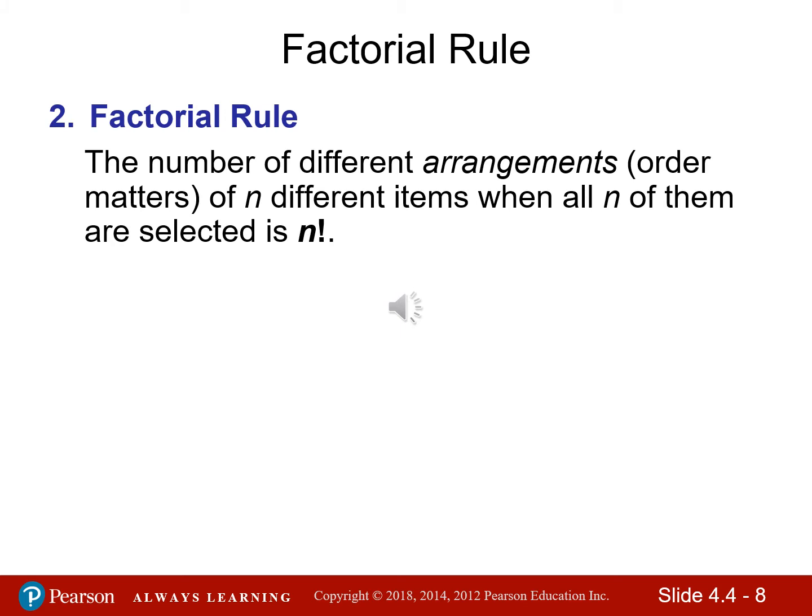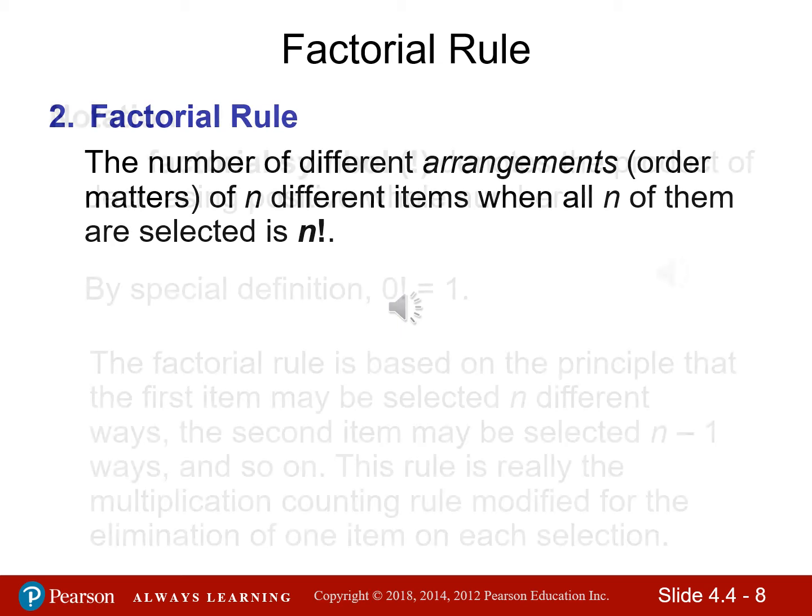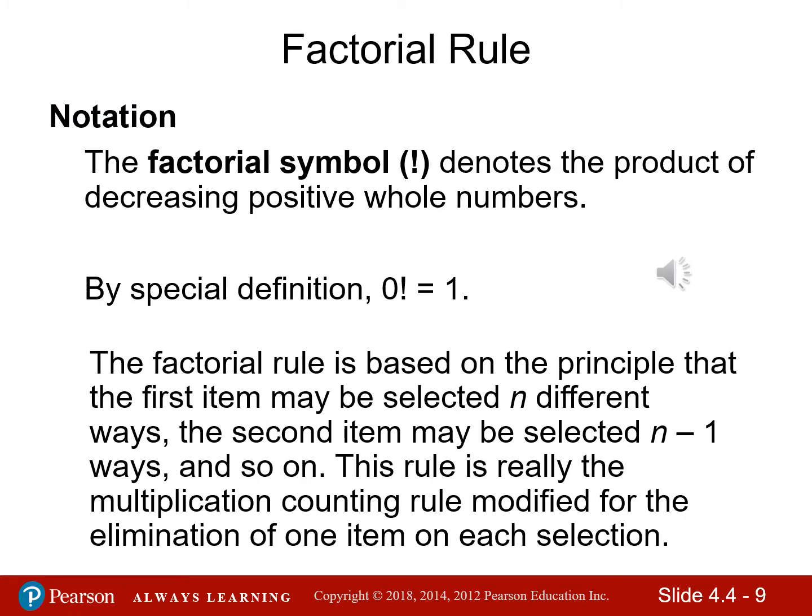The number of different arrangements where order matters of n different items when all n of them are selected is known as a factorial and is denoted as n exclamation point. Let's review the notation for the factorial rule. The factorial symbol, the exclamation point, denotes the product of decreasing positive whole numbers. A special definition of the factorial rule is that 0 exclamation point is equal to 1.